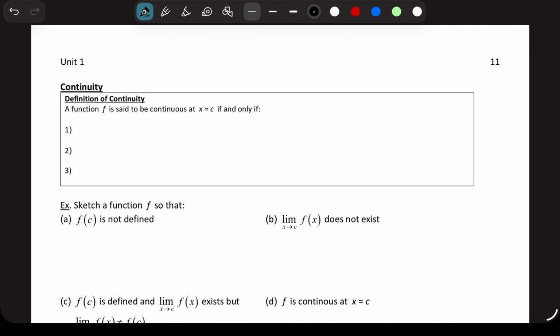This is our calculus lesson 3, continuity. So first of all, let's talk about the definition of continuity. A function f is said to be continuous at x equals c if and only if, first, the limit must exist. We're going to express this in limit notation: the limit as x approaches c of f of x exists.